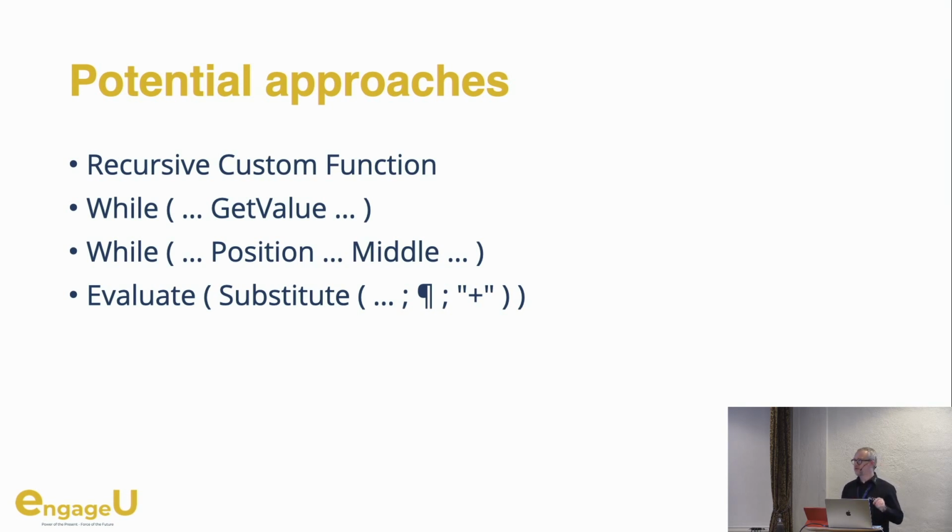Another approach which can be only used in rare cases is evaluate. So for instance, if you want to calculate the total of a list of numbers, you can just insert plus between all those numbers. You get a valid FileMaker calculation and you can evaluate it. So that was another approach.